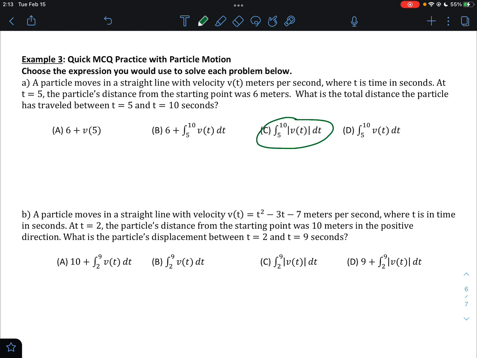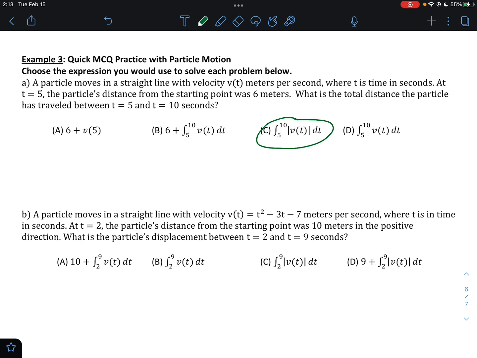Nothing important, that's for sure. It's probably just 6 meters per second added to the particle's velocity in general. B would be the position at time 10, and then D would be the displacement from time 5 to 10. So C is what we're looking for in this problem.